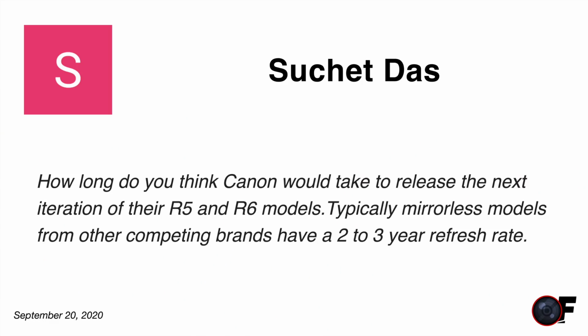Sachet asks, how long do you think Canon will take to release the next iteration of their R5 or R6 models? Typically, mirrorless models from other competing brands have a 2 to 3 year refresh rate. Yeah, that's true, and Sony was pumping them out almost every year for a while there, but this is Canon, and the R5 is essentially the 5D Mark V, and that camera pretty much came out every 4 years along with the 1DX Mark III, and it was usually in time right around the Olympics.